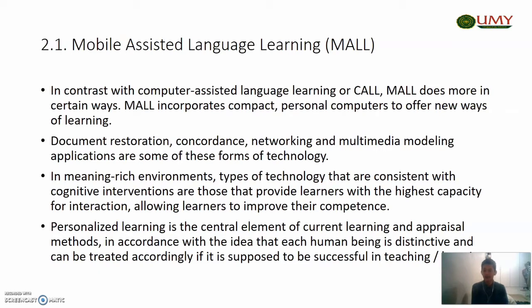2.1 Mobile Assisted Language Learning, or MALL. First point, in contrast with computer assisted language learning, or CALL, MALL does more in certain ways. MALL incorporates compact personal computers to offer new ways of learning. Second, document restoration, concordance, networking, and multimedia modeling applications are some of these forms of technology. The third, in meaning-rich environments, types of technology that are consistent with cognitive interventions are those that provide learners with the highest capacity for learner interaction, allowing learners to improve their competence.